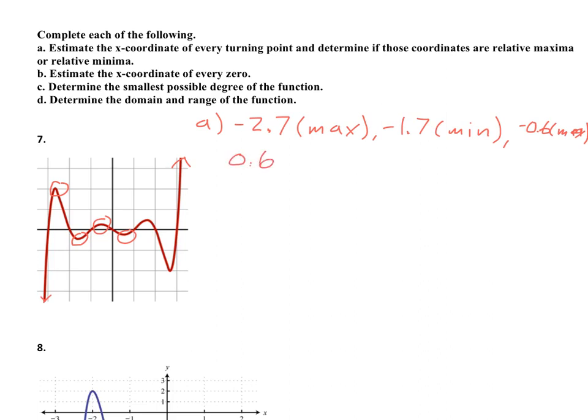Next one is at positive 0.6. That's a minimum. We have two more. There's a turning point around 1.7. That's a maximum. And our final turning point is down here. Looks like it's around 2.7, and that's a minimum.